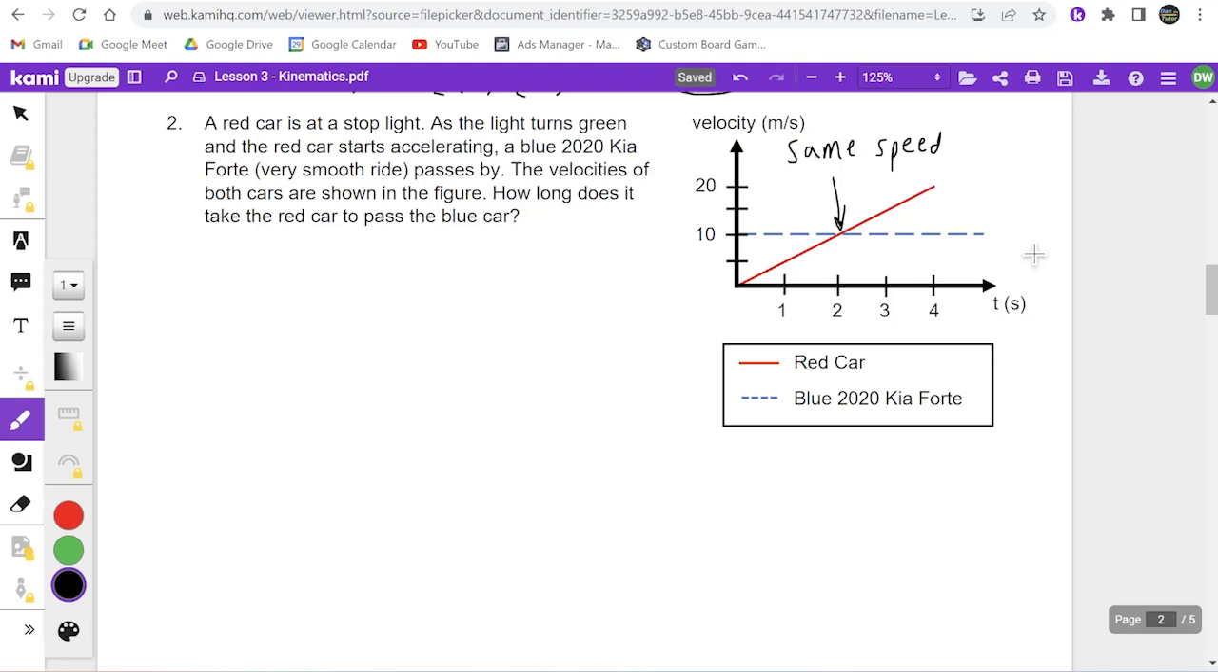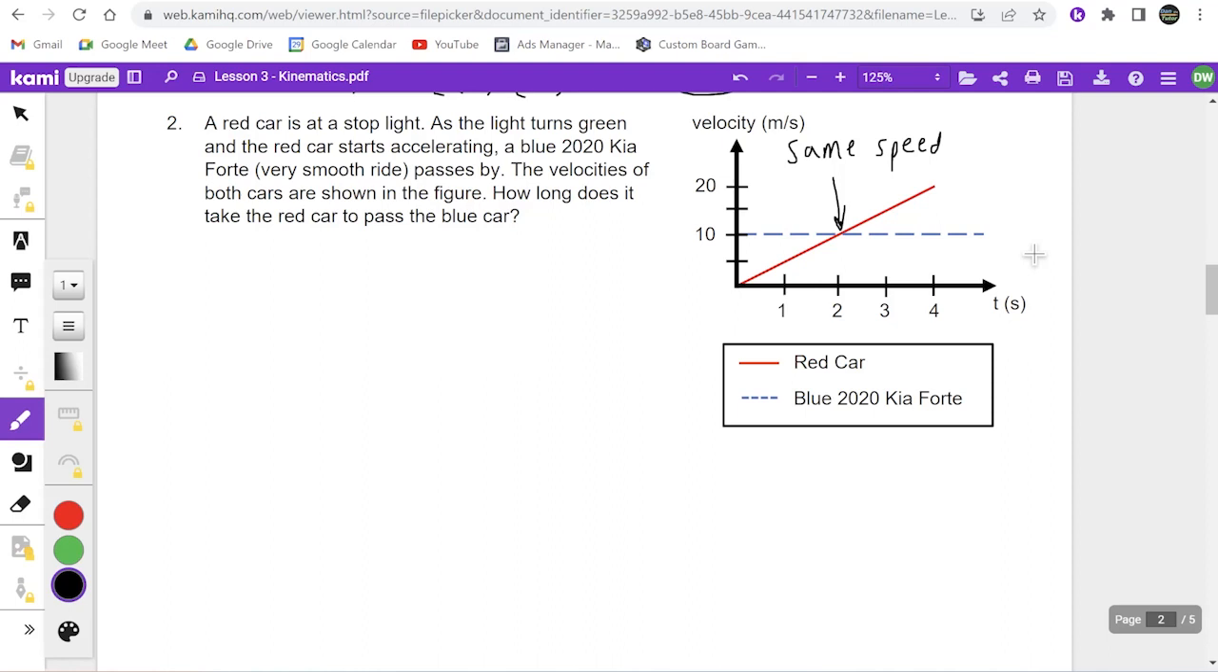What's the difference? Well, I think you know as well as I do. Let's say you're running behind someone who's really fast, okay? And they get a head start. And let's say you now have the same speed as them because they start slowing down or something like that. Now you still have to play catch up. Why? Because even though you have the same speed, you started behind them. And that's exactly what's going on here. The blue Kia Forte had a huge head start. But now, after 2 seconds, the red car can actually start catching up to the blue car.